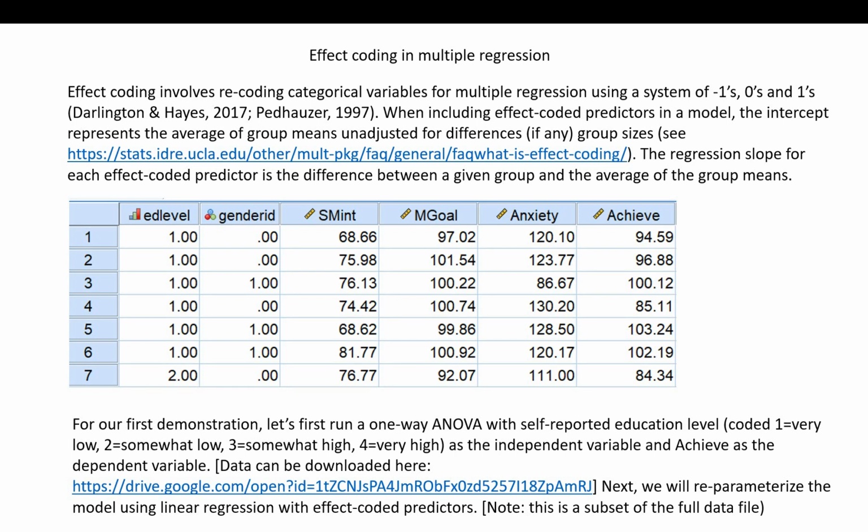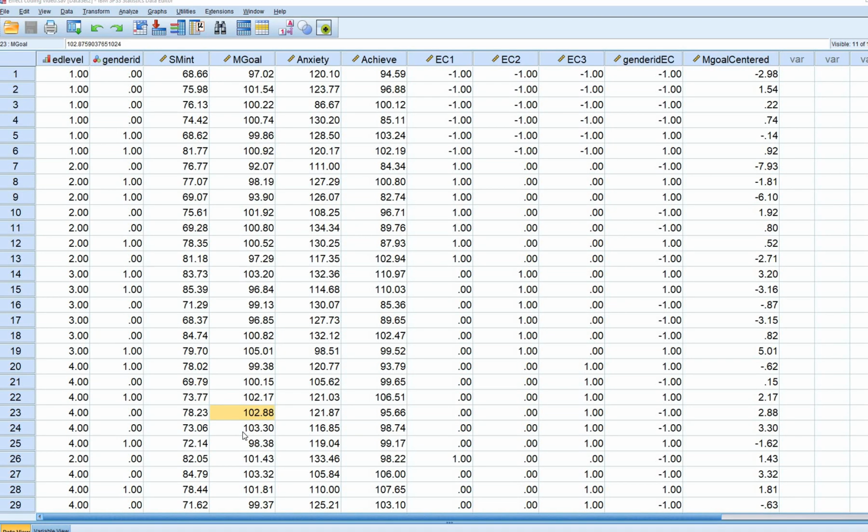So before I actually begin with demonstrating how to perform and interpret effect coding, let's start with a demonstration where we will run a one-way ANOVA with self-reported education level as the independent variable and achievement as the dependent variable. And we'll go ahead and open up our raw data. So this is the data set that you can download, and you'll notice that I've already included the effect-coded variables for education level. There's an effect-coded variable for gender identification, and there's a mean-centered variable, and we'll get to all that later on. Mainly we're going to be focusing on educational level as it's related to achievement. I'm going to start with that ANOVA that I was telling you about.